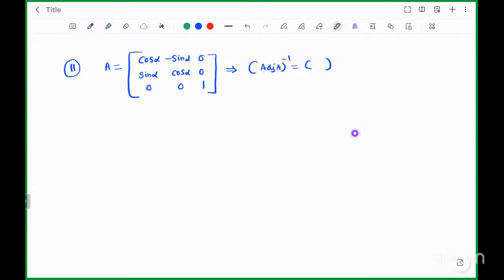So that fact, let us discuss first. Then after, we shall move to solve this problem.